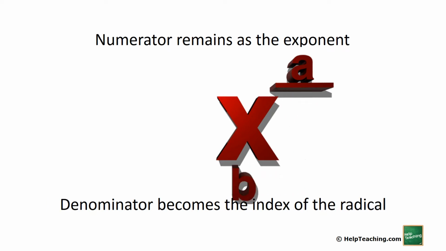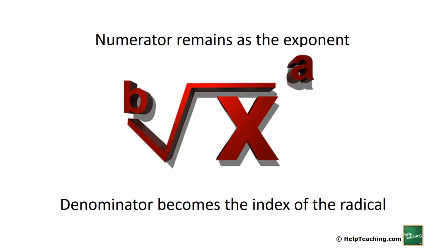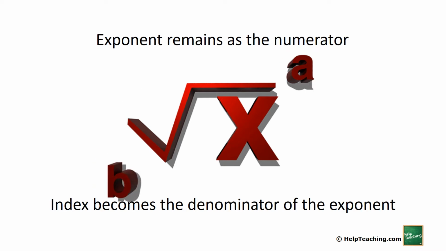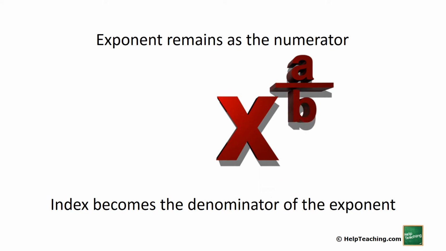So converting to a radical, the numerator remains as the exponent. The denominator becomes the index of the radical. And it can travel back again. The exponent remains the numerator, index becomes the denominator of the exponent. Let's look at some examples.